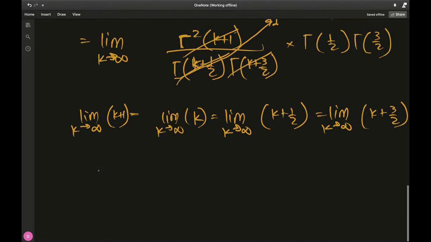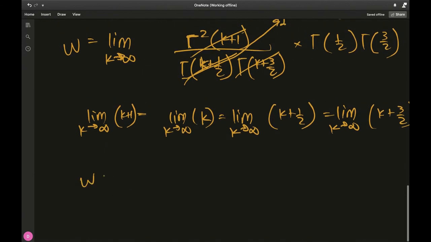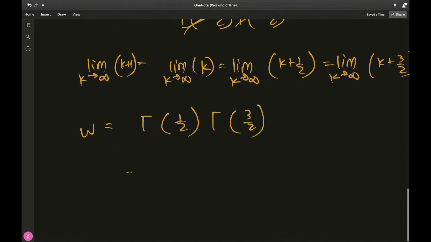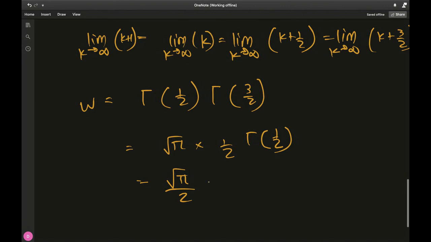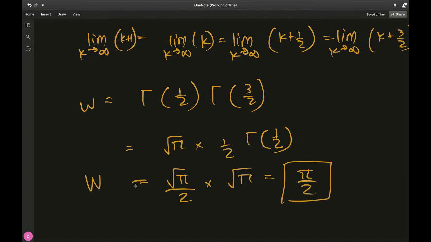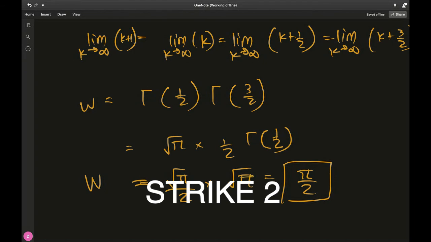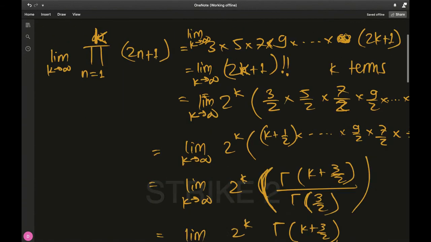So finally, all we are left with, and mind you this is the Wallis product, all the k terms go off, so forget the limit. We have gamma of half times gamma of 3 halves. Now the gamma of half is actually square root of pi, and the gamma of 3 halves is 1 half times gamma of 1 half by the recurrence relation. So square root of pi over 2 times square root of pi, which turns out to be pi over 2, and that is again indeed the Wallis product. And tada! We proved it again using gamma functions and double factorials.